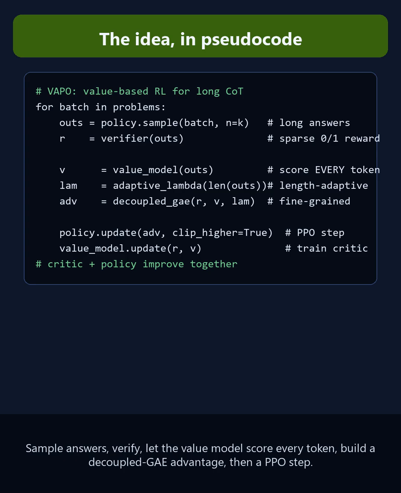In pseudocode, the loop is compact. For each problem, the policy samples several long answers. A verifier returns a sparse reward. The value model scores every token. A length-adaptive lambda sets the bias-variance trade-off, and decoupled GAE turns it into a fine-grained advantage. Then a clip-higher PPO step updates the policy while the critic is trained on the rewards. The key line is scoring every token, that is the value model earning its keep.